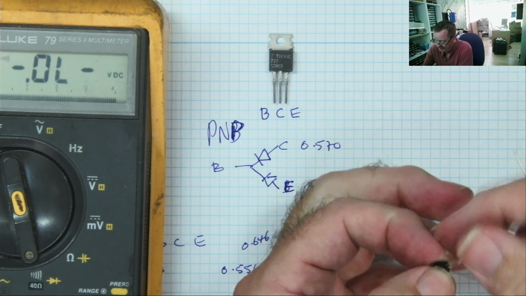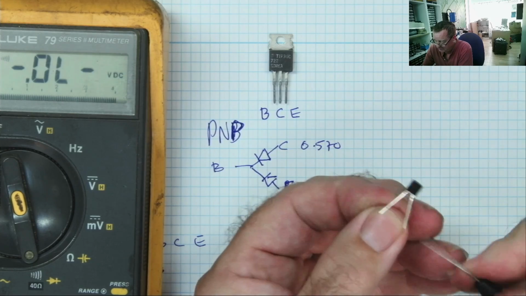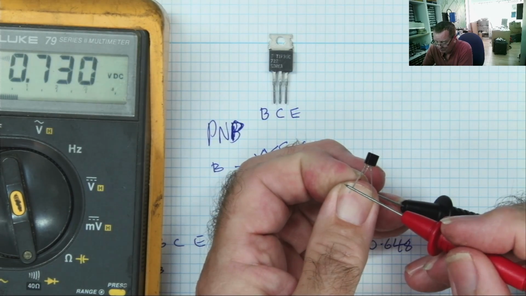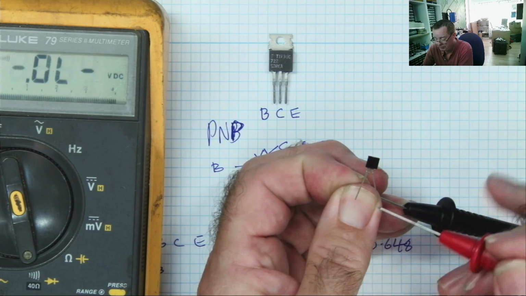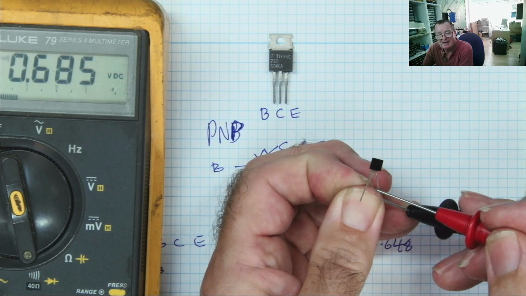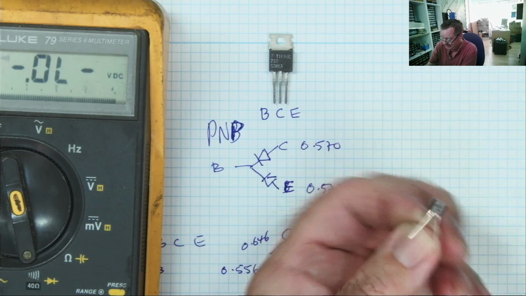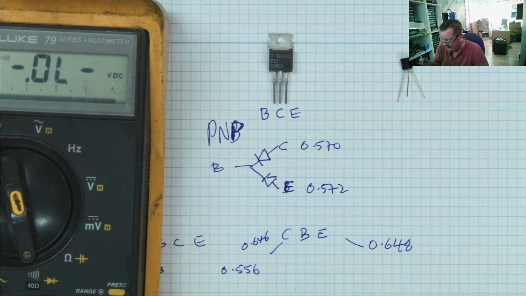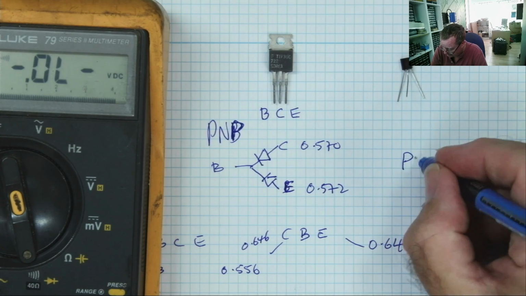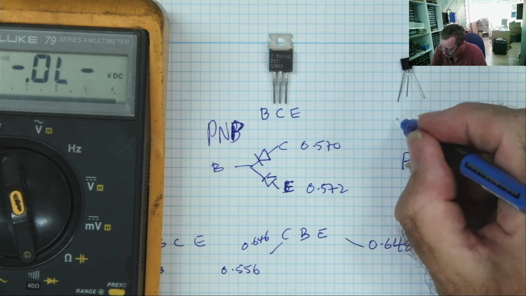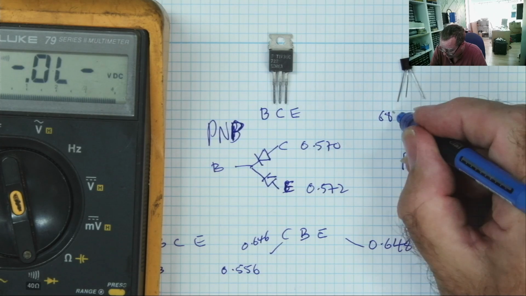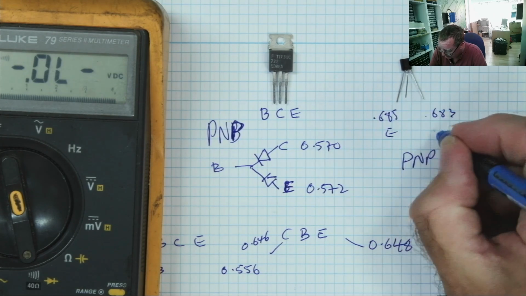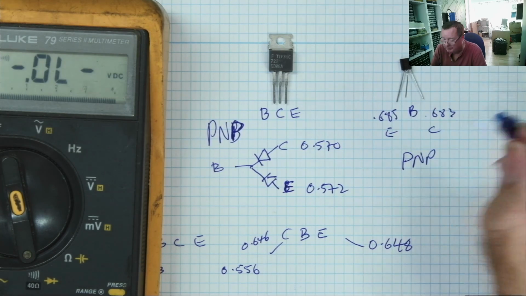Let's put the black lead in the middle. What do we have now? Well, we have a junction 683, and this one 685, slightly higher. So this looks like it's PNP because I have the black lead on the base, and 685, 683. So this looks like this is the emitter, this is the collector, and this is the base.